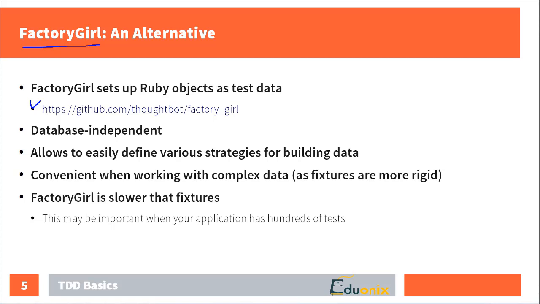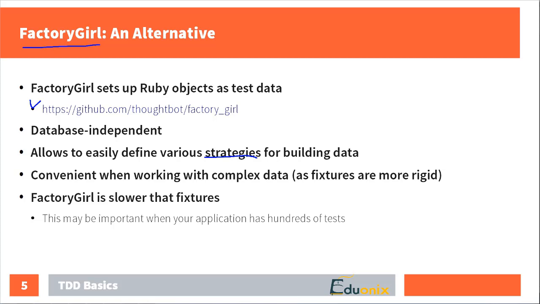But with FactoryBot you can define quite complex objects with ease, and you can specify various strategies for building data. So you can, for example, only build some sample data in memory without storing it in your database. You can build your object in memory and run all the callbacks, or you can store your sample data in the database.